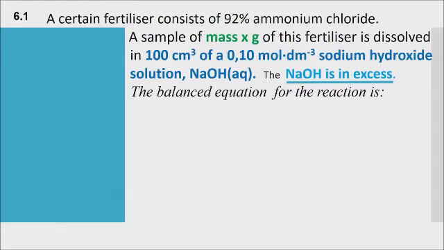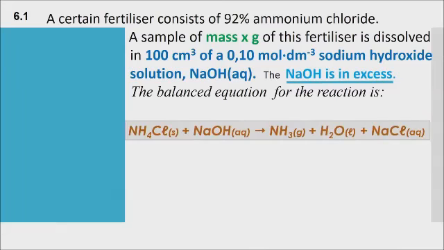Watch here quickly. One, they tell me that I take a mass of fertilizer, which is ammonium chloride, and that ammonium chloride I dissolve into sodium hydroxide. Okay, so I dissolve it into sodium hydroxide, and then sodium hydroxide is in excess. Now, they give me a balanced equation. They tell me in the ammonium chloride, the fertilizer, I put in sodium hydroxide. But they say this is in excess, this is the problem.